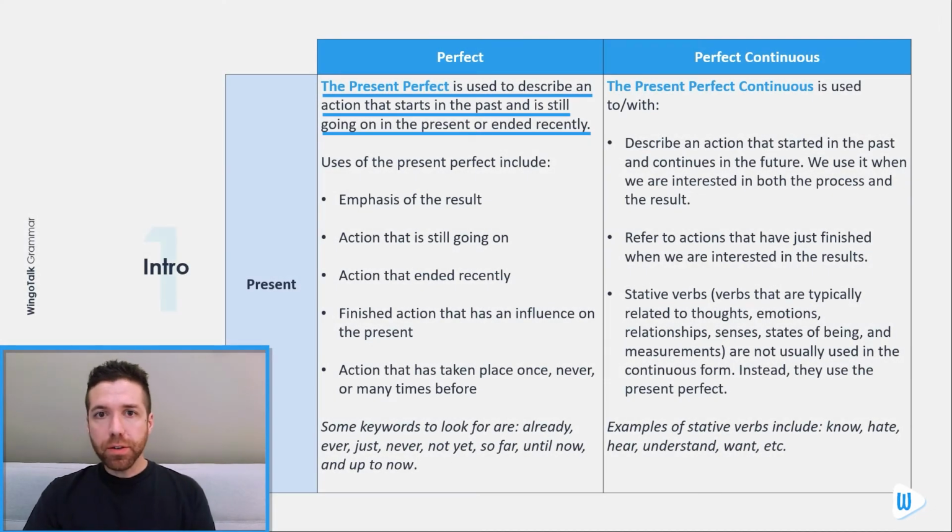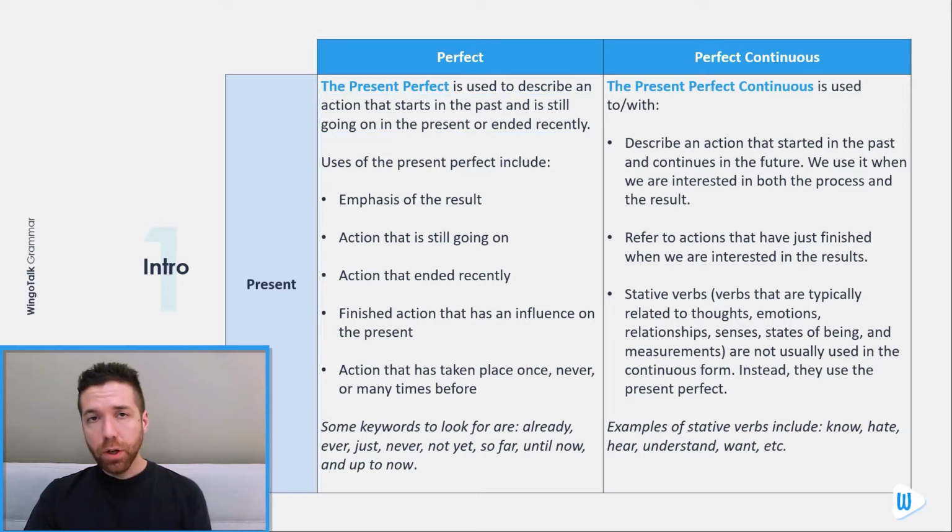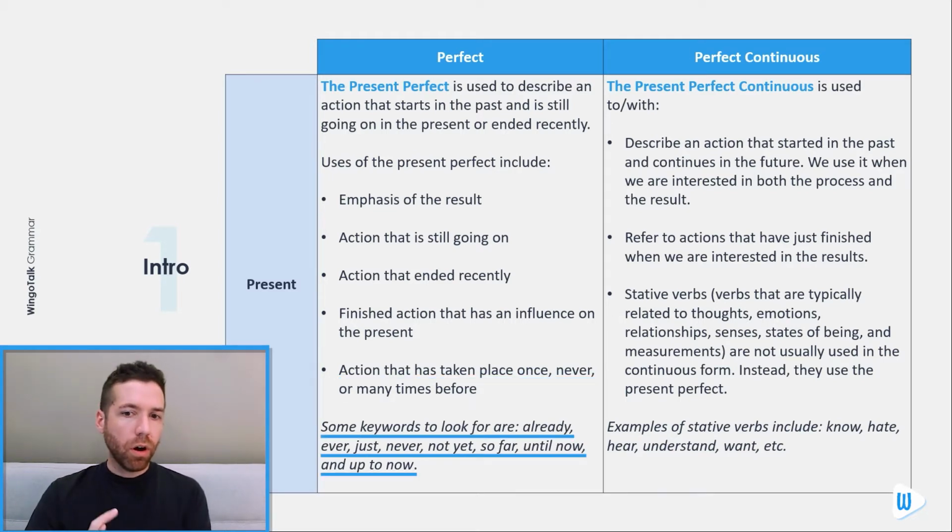The present perfect is used to describe an action that starts in the past and is still going on in the present or ended recently. Uses of the present perfect include emphasis of the result, action that is still going on, action that ended recently, finished action that has an influence on the present, action that has taken place once, never, or many times before. Some keywords to look for are already, ever, just, never, not yet, so far, until now, and up to now.